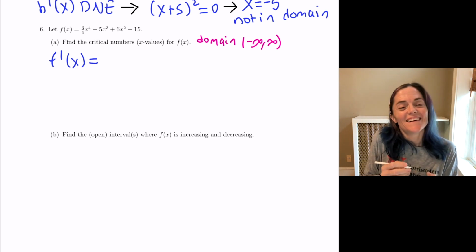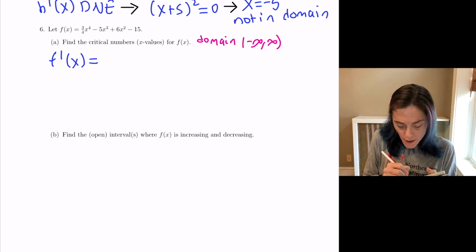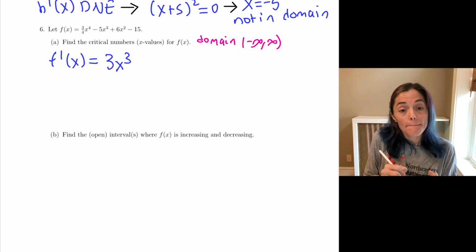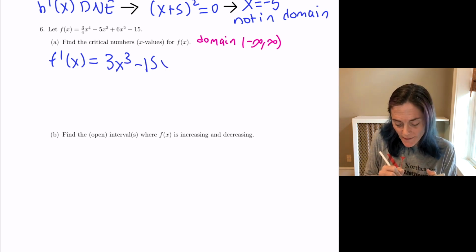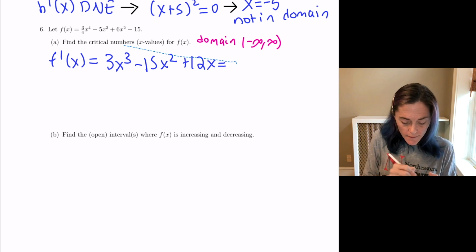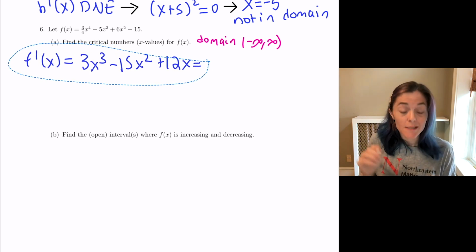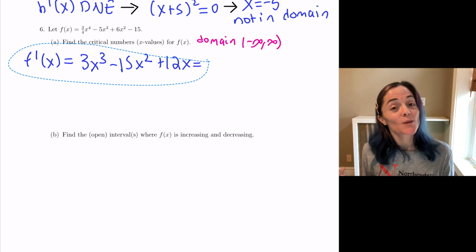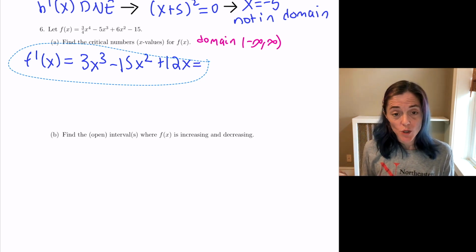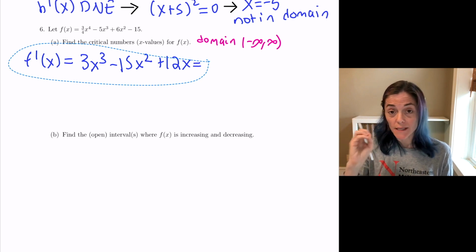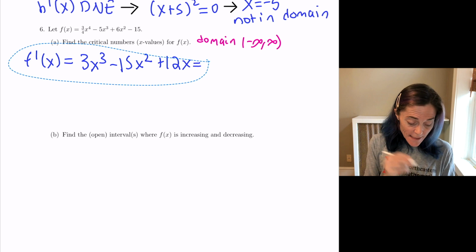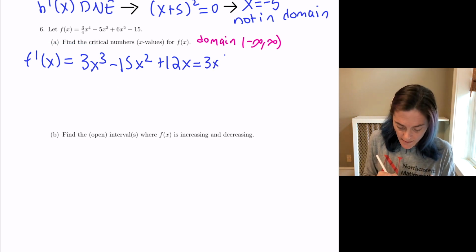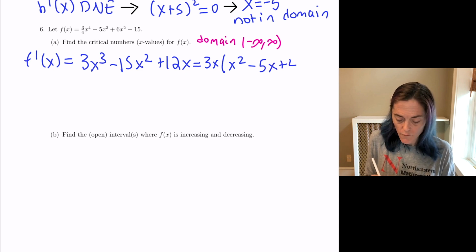Now, take the derivative. Power rule. Here we have 3x cubed minus 15x squared plus 12x. Generally, we do not need to be able to factor cubics, but this cubic is x times something, so we can definitely factor this one. In fact, my strategy is always factor out what's common to every single term. In this case, every term has 3x. So I have 3x times x squared minus 5x plus 4.